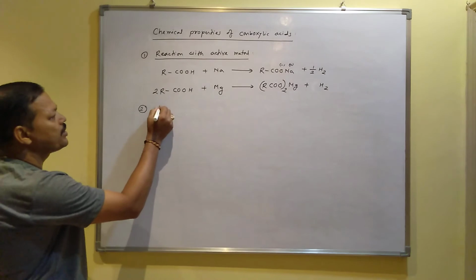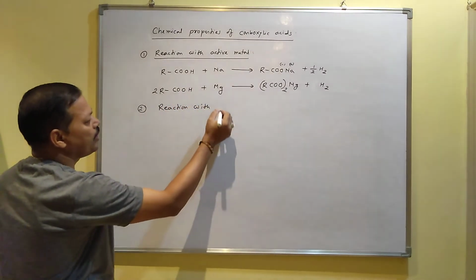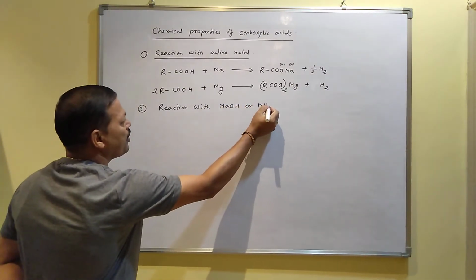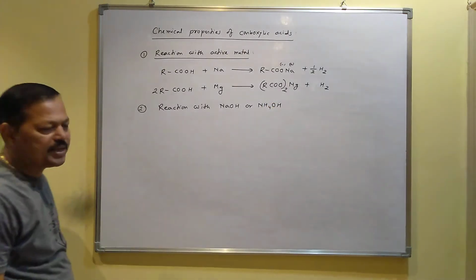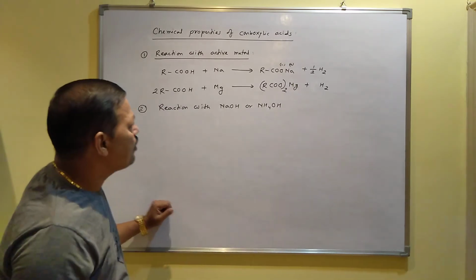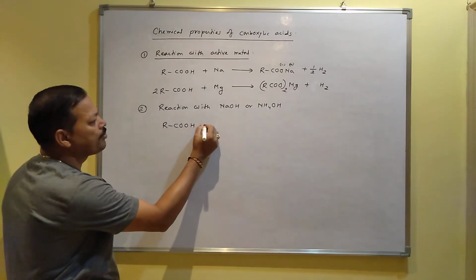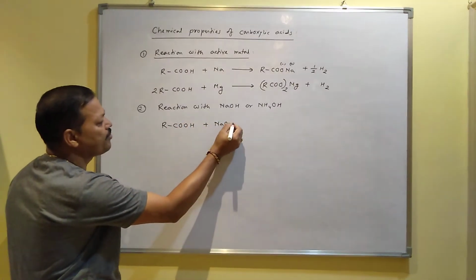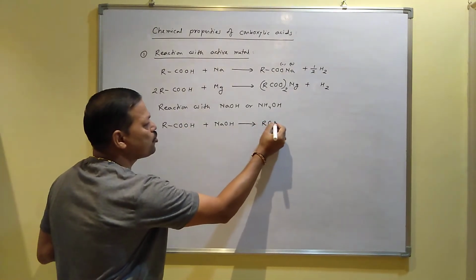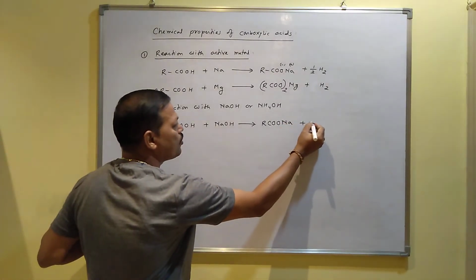Number 2, simple reaction. Reaction with alkali, base. Sodium hydroxide or ammonium hydroxide. As you know, these are bases. And you know, when acid reacts with base, what does it produce? It produces one salt and water. So this is carboxylic acid. When it reacts with sodium hydroxide, acid reacts with base to produce salt. The salt will be the sodium salt of carboxylic acid, and here the side product will be water.